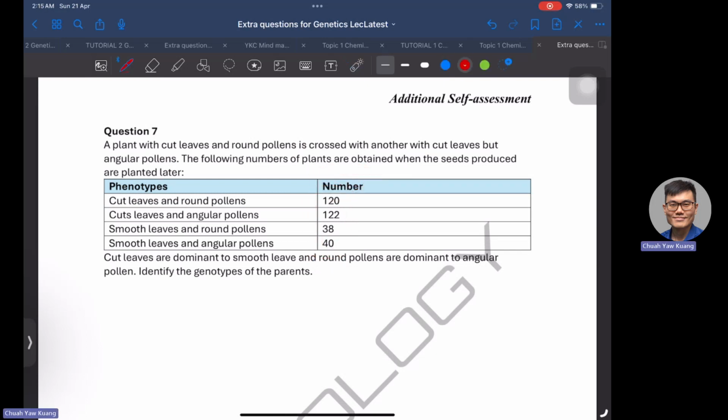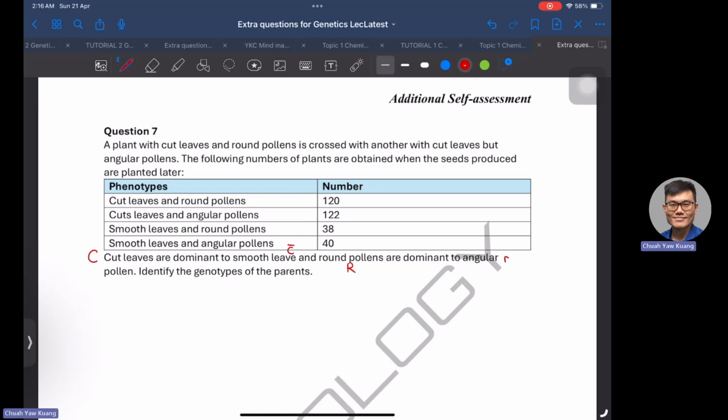Based on the question, cut leaf is dominant to the smooth leaf, so I will put a big C, while smooth leaf is recessive, so we will put a small c. Then round pollen is dominant, so it would be the dominant R, and the angular pollen would be the recessive r. By looking at this, they are asking us to identify the genotype of the parent.